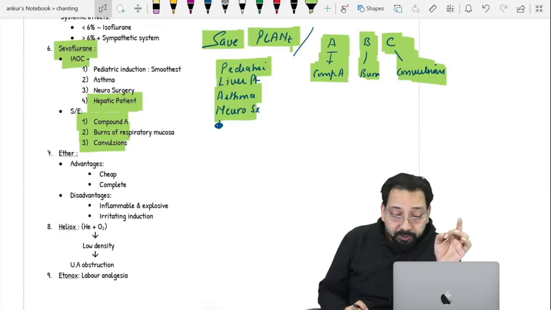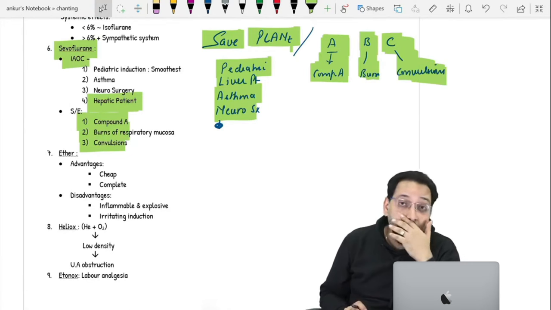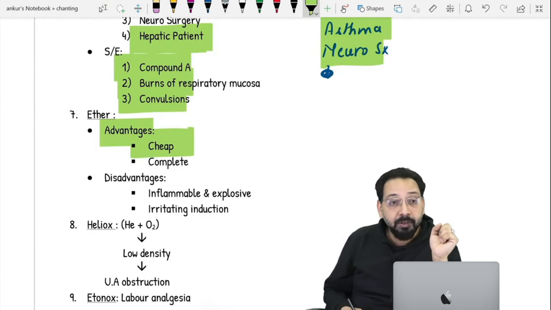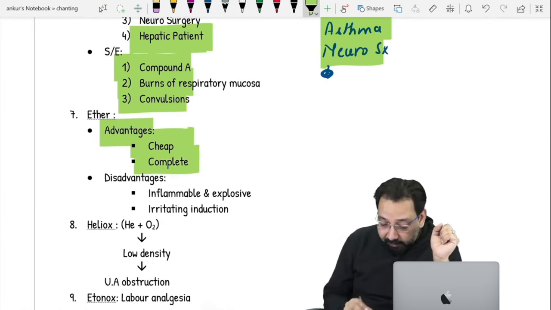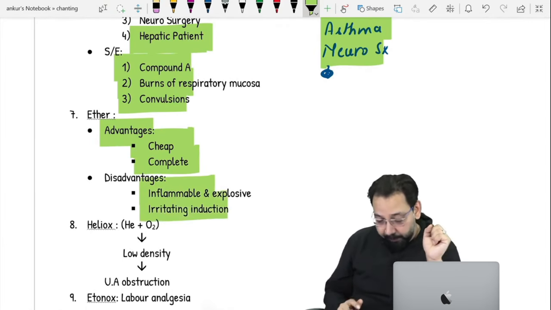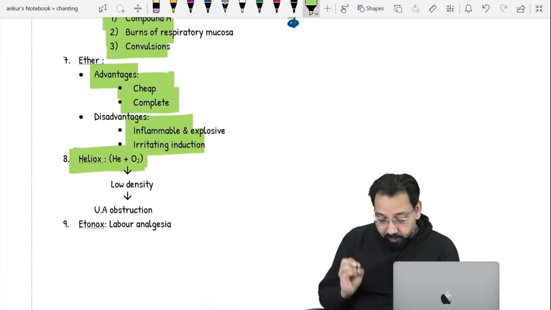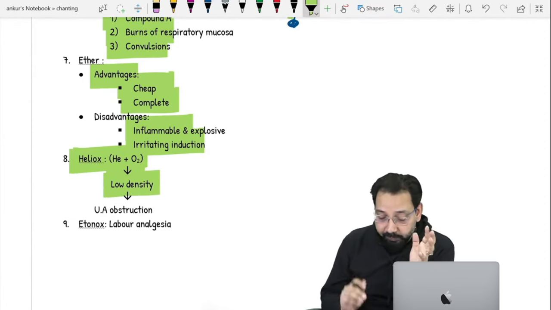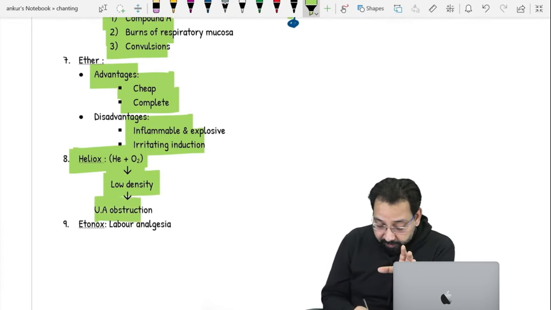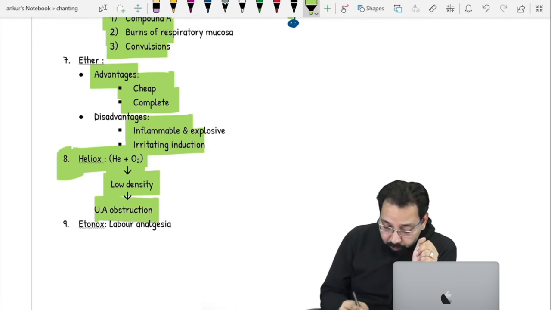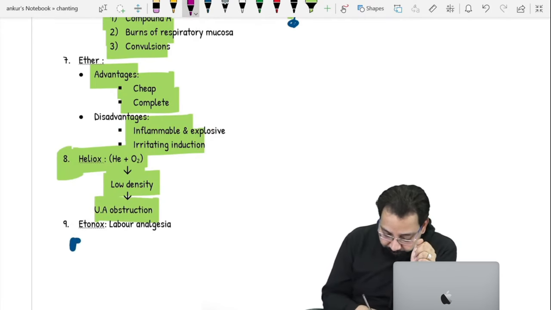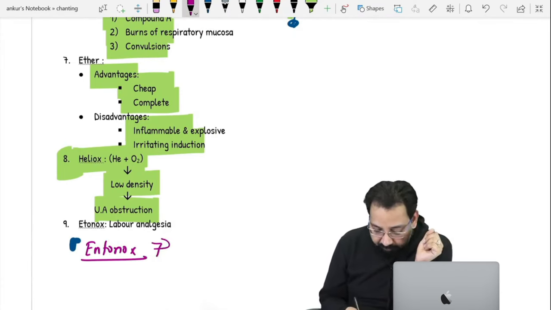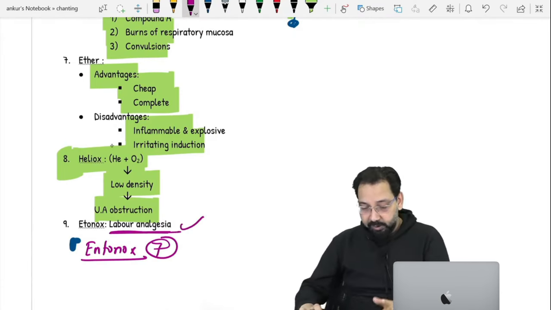Ether, I have already told you, this was first demonstrated by Morton, yes, and it is cheap. Advantage is that it is cheap, and it is complete anesthesia. Disadvantage, it is inflammable and irritating. Heliox, yes, it has helium, which has very low density. So if upper airway obstruction is there, we can use Heliox. Entonox, I have told you, if you count the letters, 7, pin number is 7, labor analgesia, Entonox.